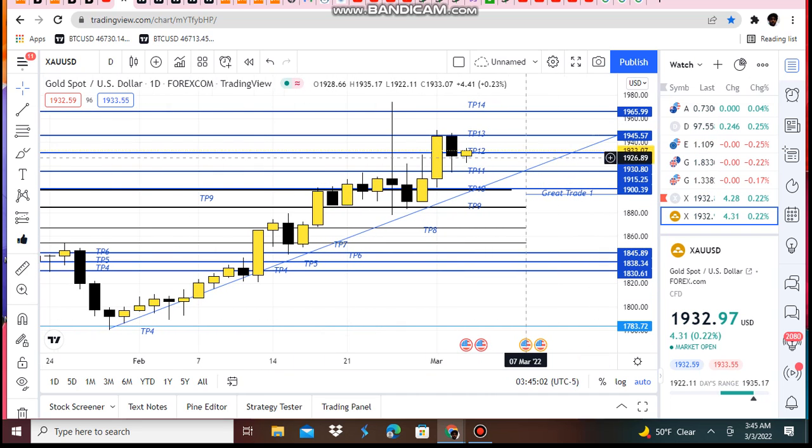And this has to do with the fundamental news as well, of course. We could see gold still heading back up. Bulls still look like they're in control. They want to push price back up to take profit 13. And then we might see price head back down to take profit 12 and then take profit 11. But for right now, price is going up. We're still in this uptrend.